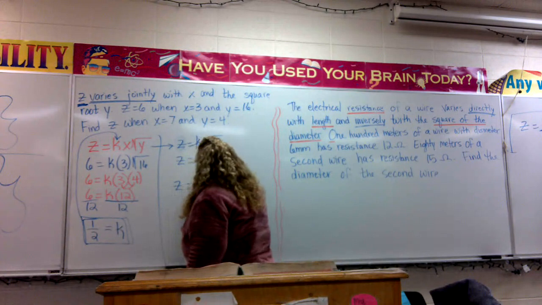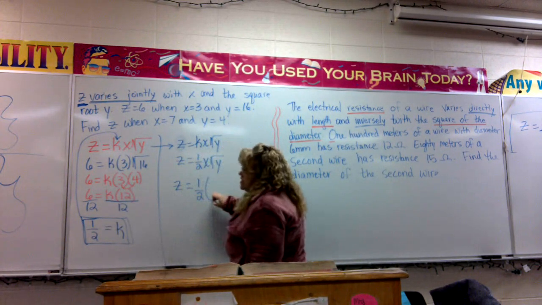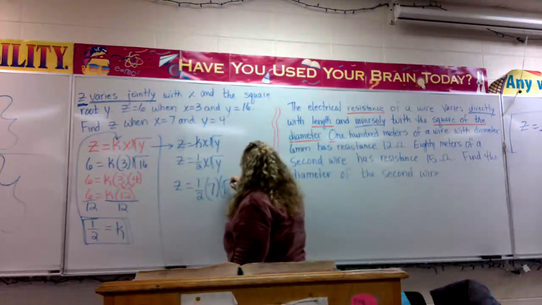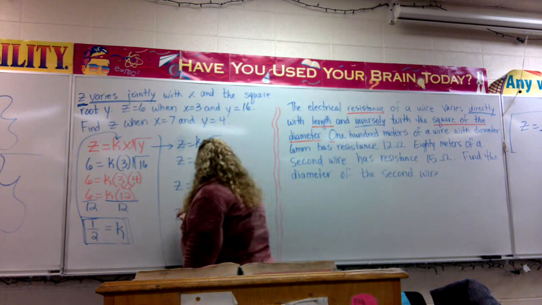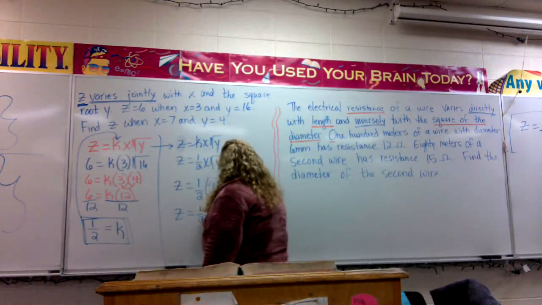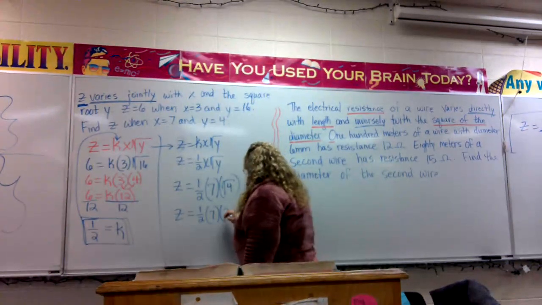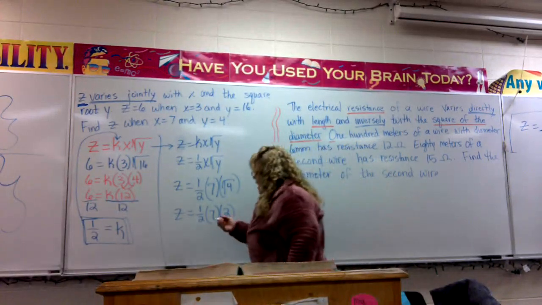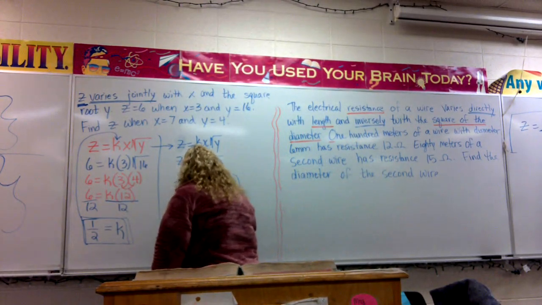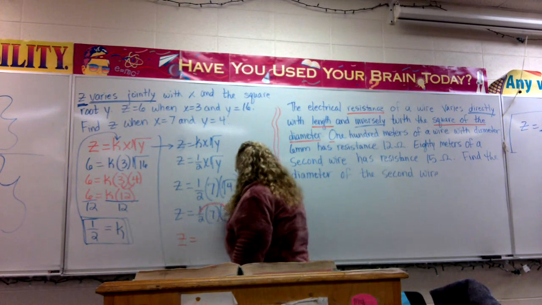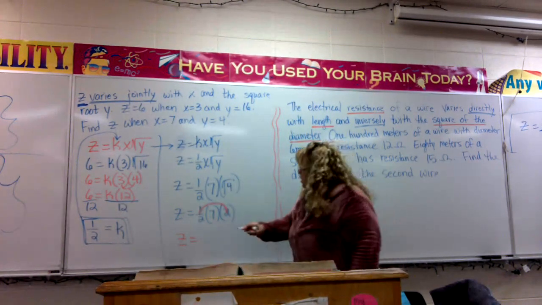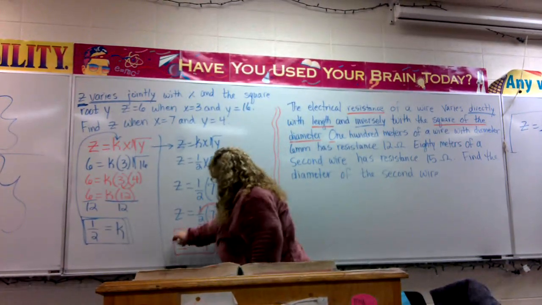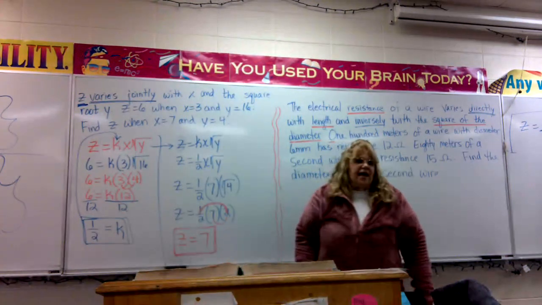It says find z when x is 7 and y is 4. What is the square root of 4? So 1/2 times 7 times 2, the square root of 4. If I were you, here's how I would do that. Don't get out the calculator. What's half of 2? 1. And 1 times 7 is 7. So z equals 7. Does that make sense?